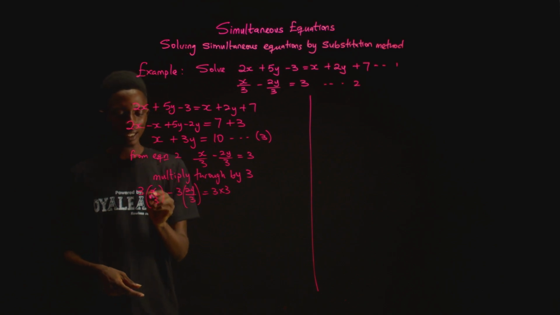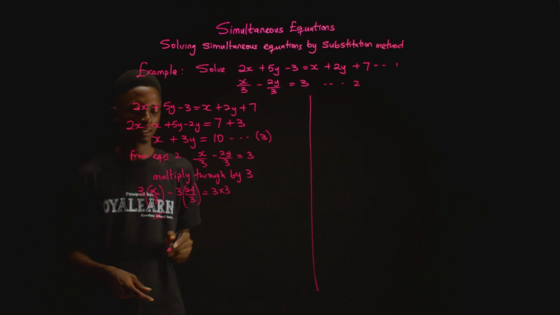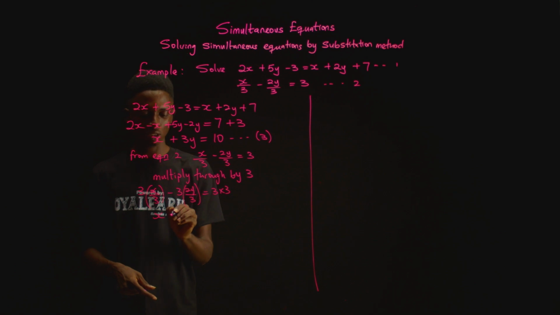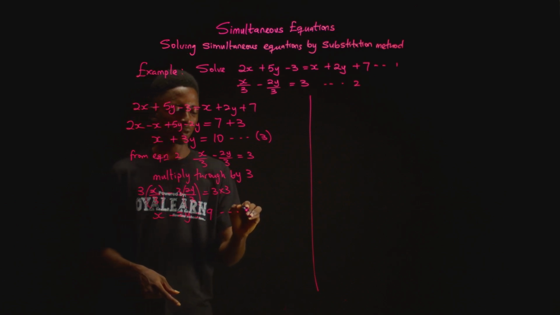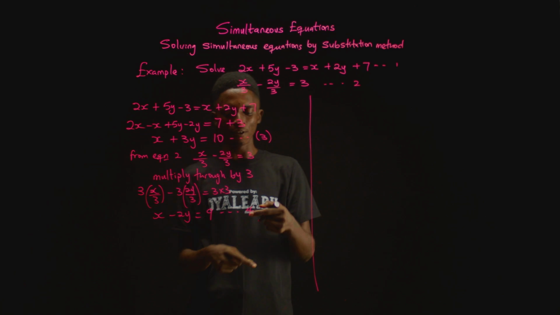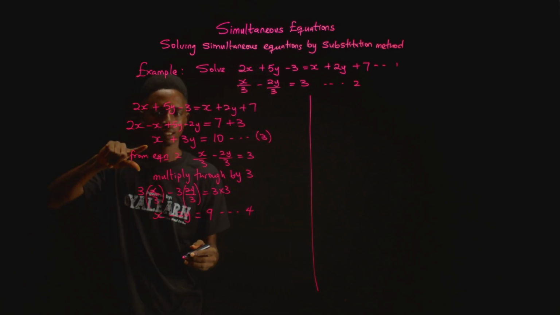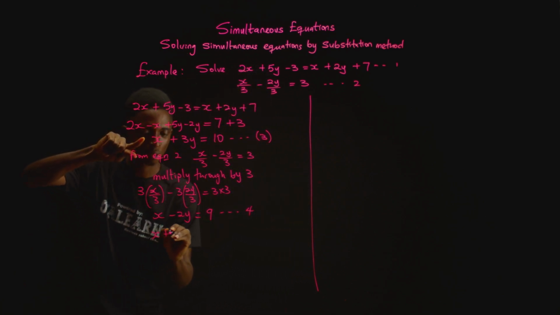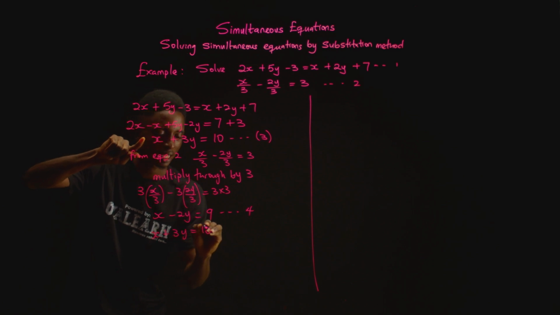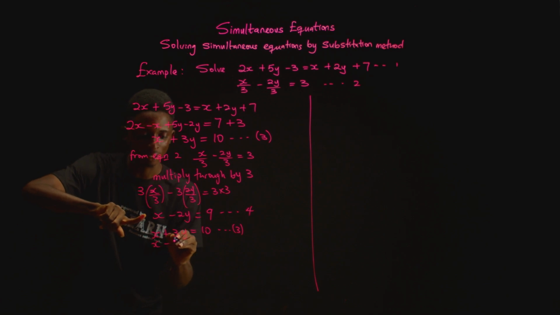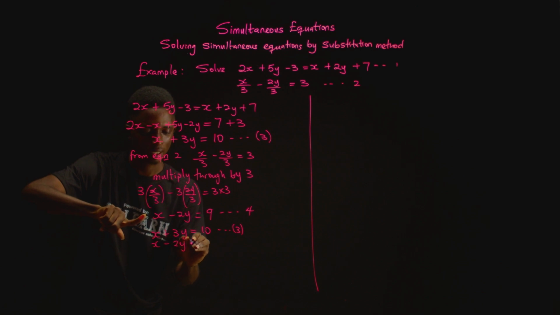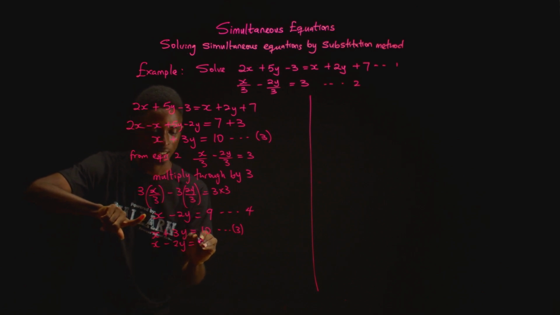Now here, 3 cancels 3, so we have x. 3 cancels 3, so we have minus 2y equals 3 multiplied by 3, and that gives us 9. So this is our equation 4. Now put 3 and 4 together so that we can see it clearly. Equation 3 says x plus 3y equals 10. And equation 4 we have x minus 2y equals 9.